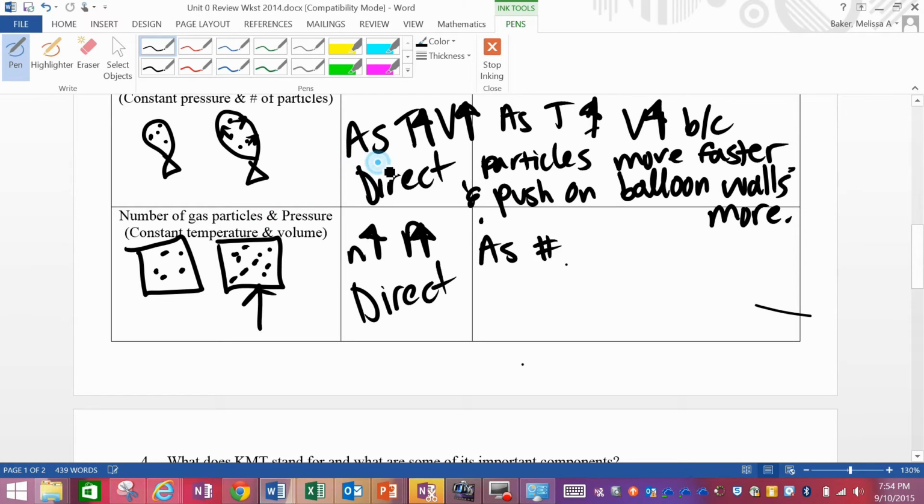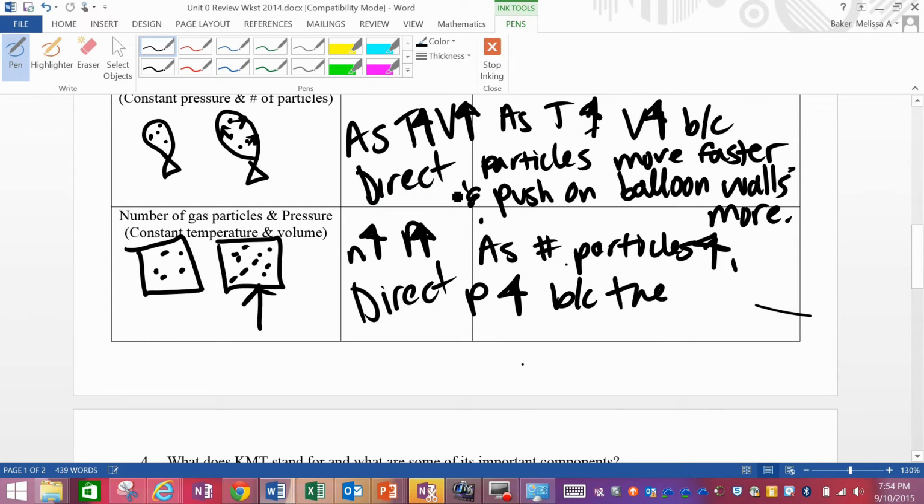As the number of particles increases, pressure increases because there are now more collisions.